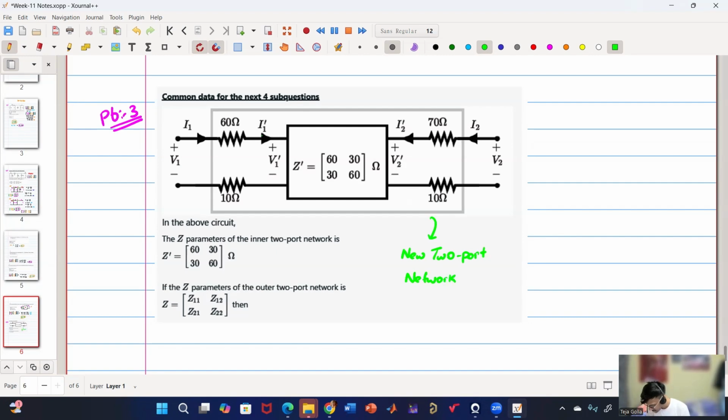Basically, what we have to do is get the relationship between V1 and V2 in terms of I1 and I2, and they have given the relationship between V1 dash and V2 dash in terms of I1 dash as well as I2 dash. Is that clear? Here the Z parameters are between V1 as well as V2, but these Z dash parameters are between V1 dash as well as V2 dash. Does that make sense? Or any confusion?